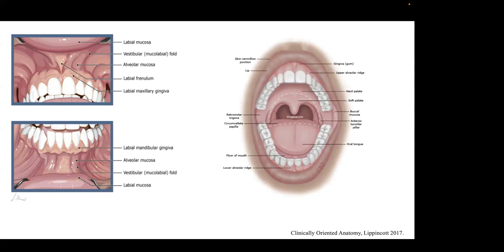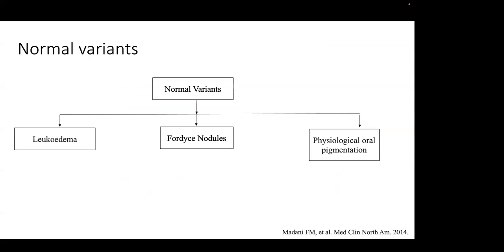The majority of the oral mucosa is covered by stratified squamous non-keratinized epithelium. This is basically lining your inner lips, cheek, most of the soft palate, and floor of the mouth. The keratinized mucosa is present over the remaining gingiva, the hard palate, and a portion of the soft palate. Further, going to the variants, there are various normal variants which are present.